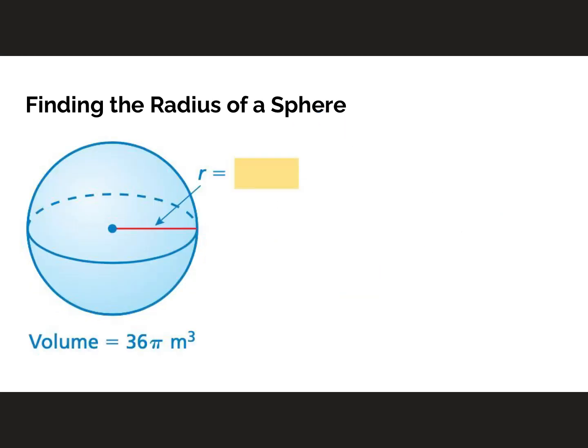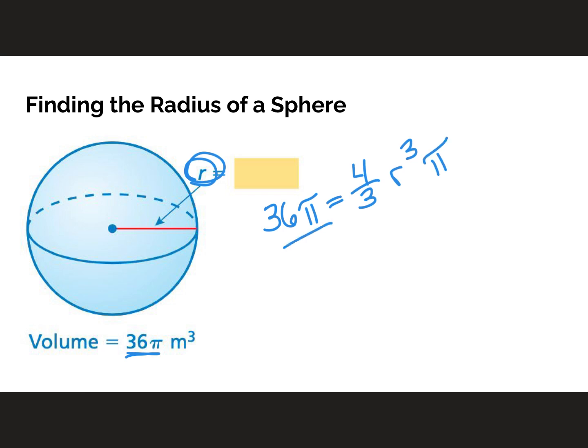Okay, let's try another. In this case, I don't know my radius. All I have is my volume in pi. So my volume of 36 pi equals 4/3 of my radius cubed times pi. So I'm going to divide both sides by pi. So that gives me 36 equals 4/3 of my radius cubed.